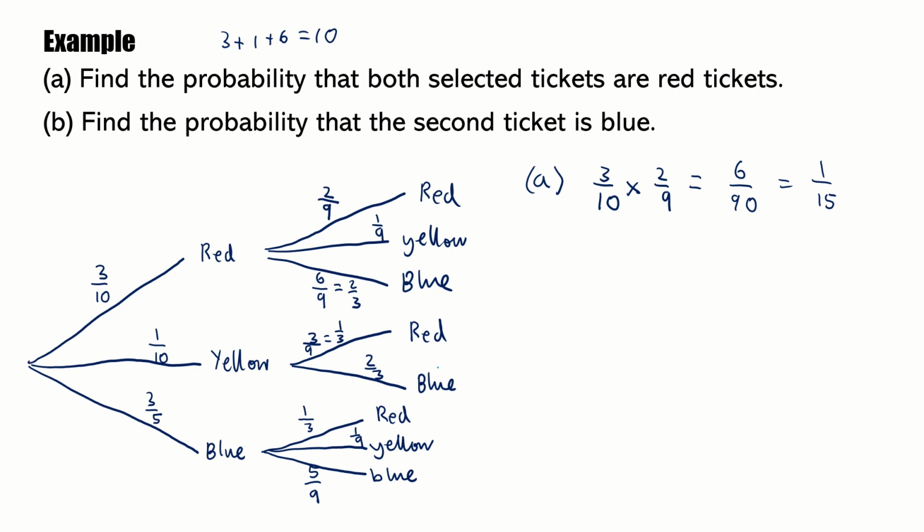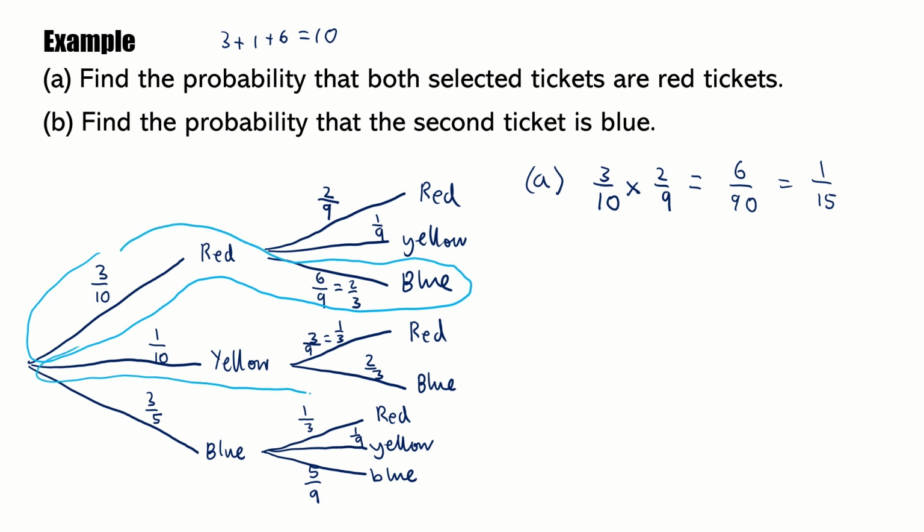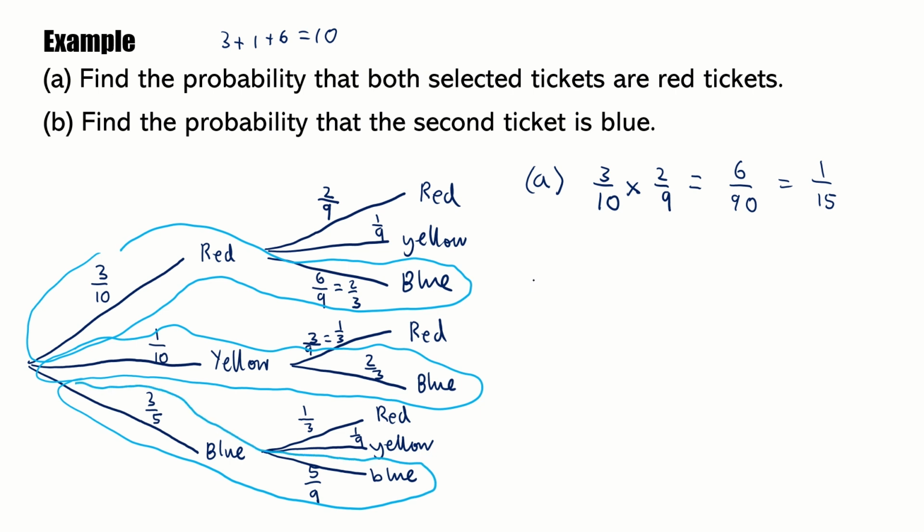We're now trying to find the probability that the second ticket is blue. And for this situation, we've got to be careful because there's multiple different routes through the tree diagram that result in this. So the first possible route involves picking the first one as a red ticket and then the second one as a blue ticket. The next option is to pick the first ticket as a yellow ticket and then the second one as a blue. And then the third option is to pick the first ticket as blue and the second ticket as blue as well. So we've got to find the probability of each of these branches individually happening, and then we're going to combine the probabilities from all three of those different options.